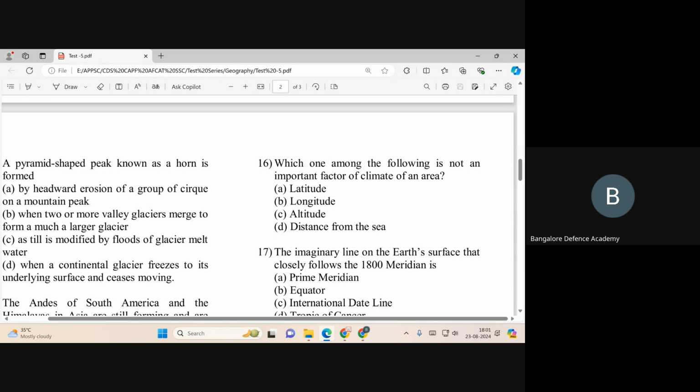For example, if you see the temperature of Delhi, the daytime temperature will be like 41, 42, and the night temperature will be 10, 11. So what is the mean temperature here? 26, 25. See, both places have the same mean temperatures, but the daily temperature ranges are different. So that is a different type of climate.